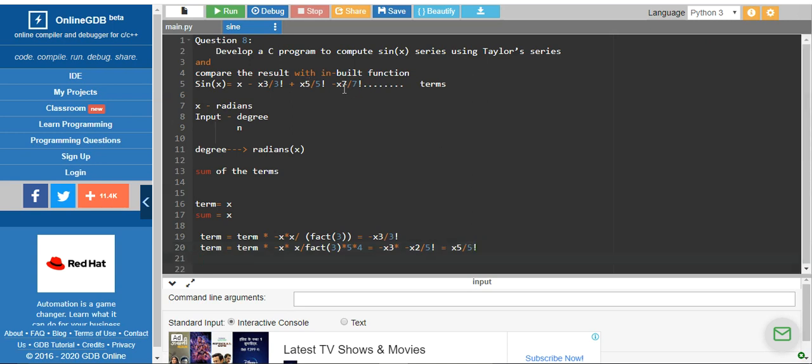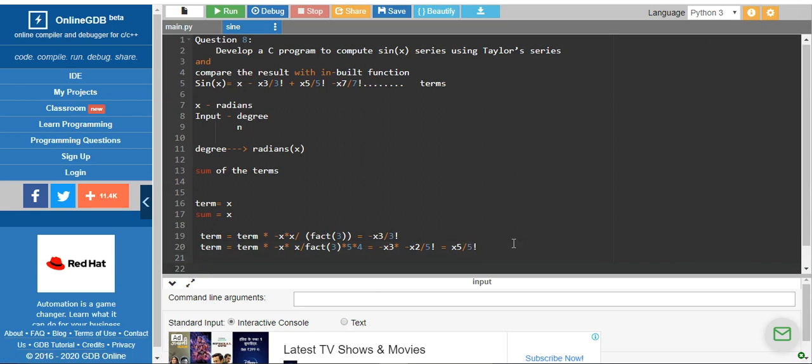Similarly, if I want the next term, that is x to the power of 7 divided by 7 factorial, I am applying the same formula. The previous term would be x to the power of 5 divided by 5 factorial, and this would be multiplied with minus x square. So it will become minus x to the power of 7 by 7 factorial. It means that when you are calculating the term, every term will be multiplied with minus x square, divided by some factorial of a number. How this factorial is calculated we will see when we do the programs.